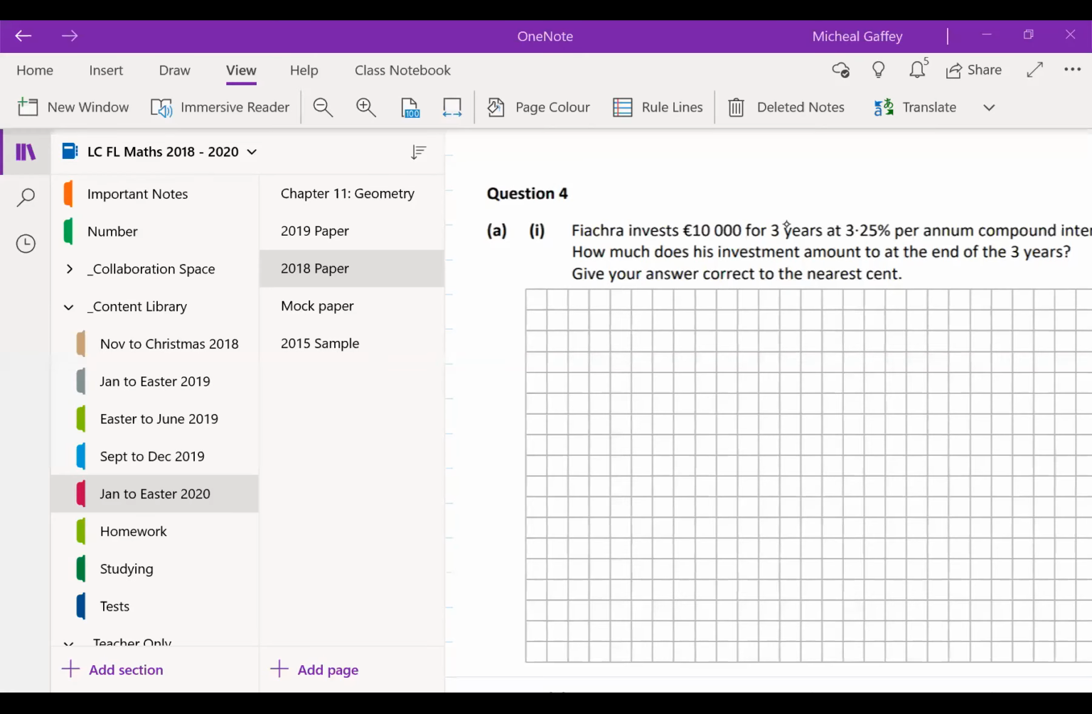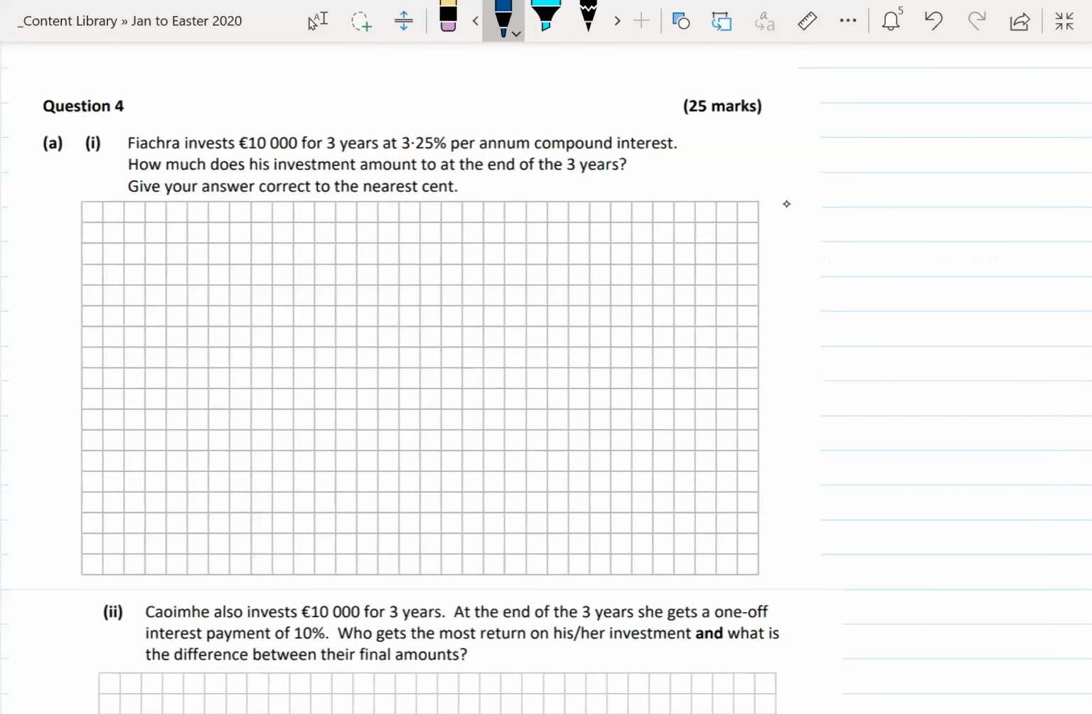All right, guys, question number 4 here. If Fikra invests 10,000 euros, that's what we call the principal sum of money, for 3 years, that's T for time, at 3.25 per annum compound interest. So that's the interest, okay? How much does the investment amount to at the end of the 3 years?